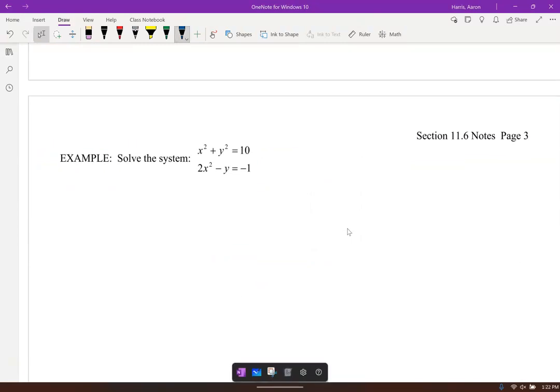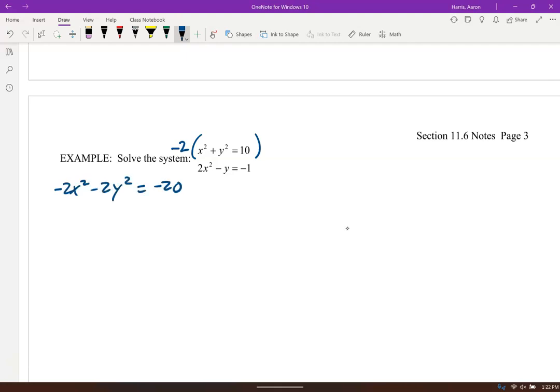Let's go ahead and get rid of the x's this time. I know it's more work. You don't have to do it that way, but if I do, I multiply that by -2. So I'd have -2x squared minus 2y squared is -20. The bottom stays the same.